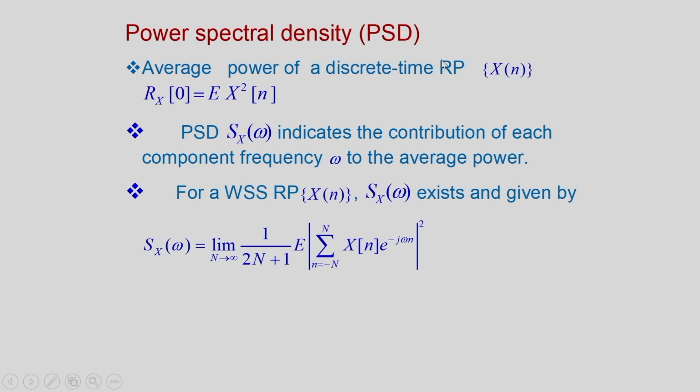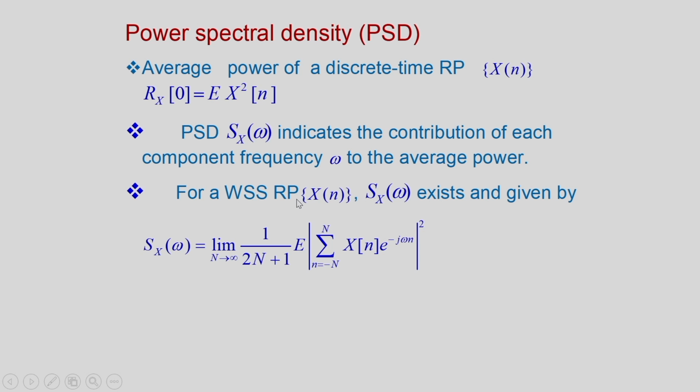First, the average power of a discrete time random process X[n], that is Rx(0), as we have told earlier, is equal to E of x²[n]. PSD Sx(ω) indicates the contribution of each component frequency ω to the average power. This power spectral density is average power per frequency. So, if we integrate Sx(ω) over all ω, then we will get the average power. So, E of x²[n] is equal to the integration of Sx(ω) dω. This way we can define Sx(ω).